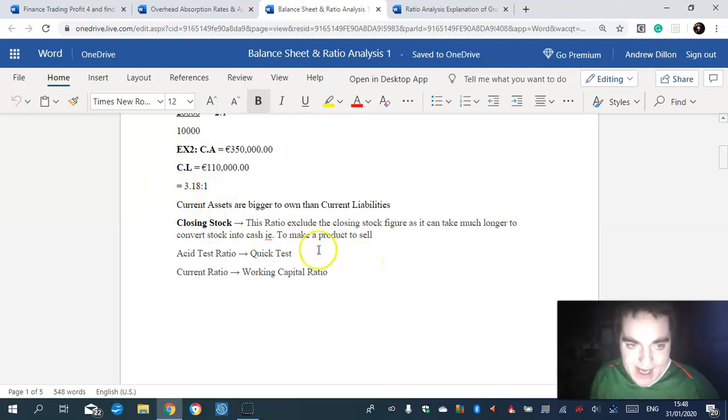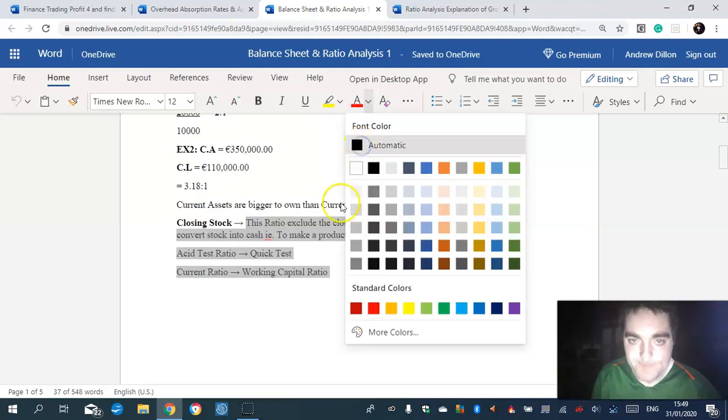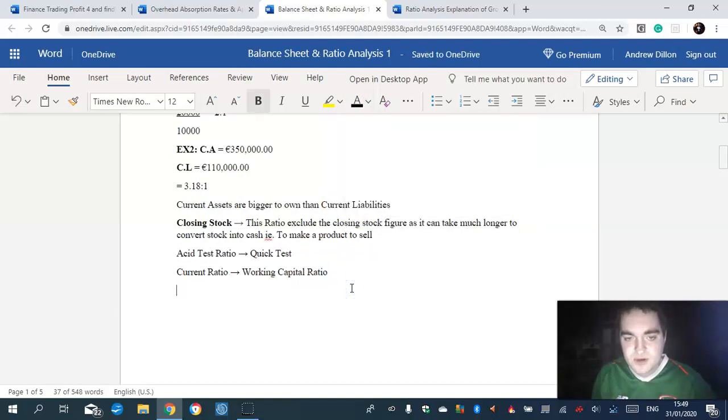So more details: current assets are bigger than current liabilities. I need to turn this black so the writing's going to be a lot clearer. Right, now, here we go. The acid test ratio excludes the closing stock figure, as it can take much longer to convert stock into cash, for example to make a product to sell. The acid test ratio is a quick test, and the current ratio is a working capital ratio.